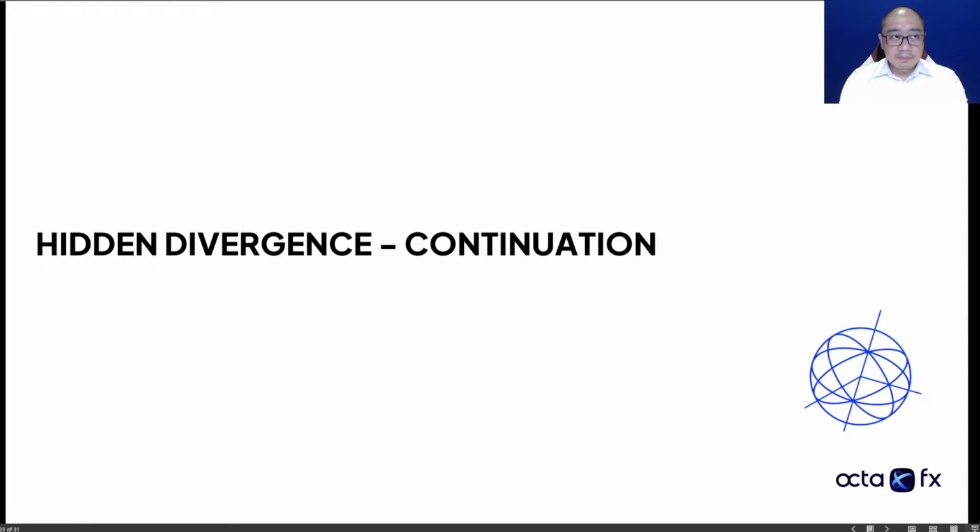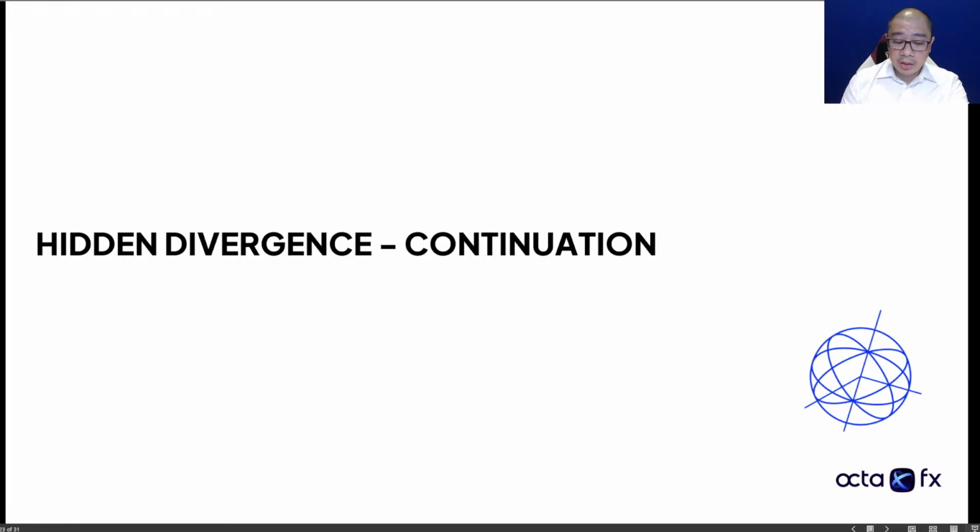If I do the hidden divergence sections and then you get confused, don't worry about it. Not everyone's gonna get it straight in one go. It's always good to come back to the recording and go through the material again. It's okay if you don't get it in one go, because not a lot of people get it in one go, in terms of telling the difference between a regular divergence and a hidden divergence.